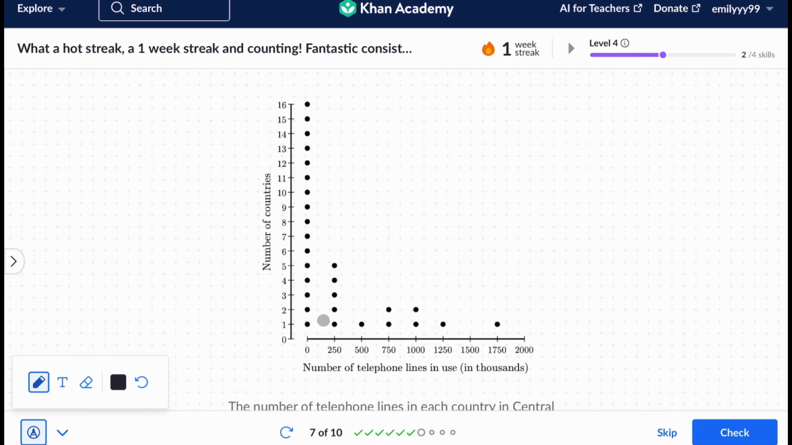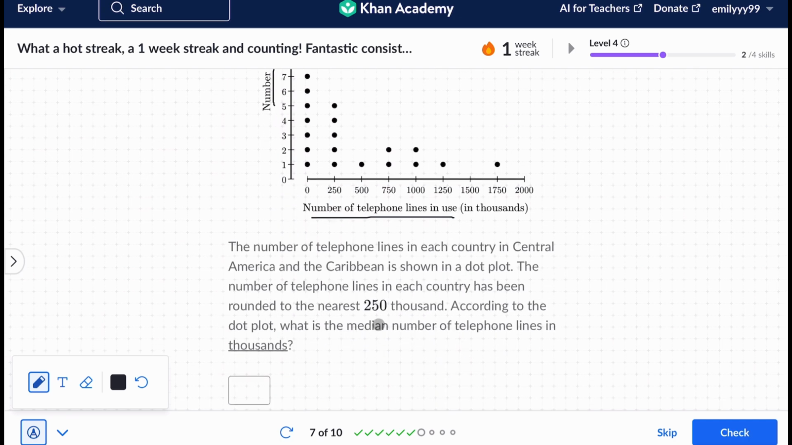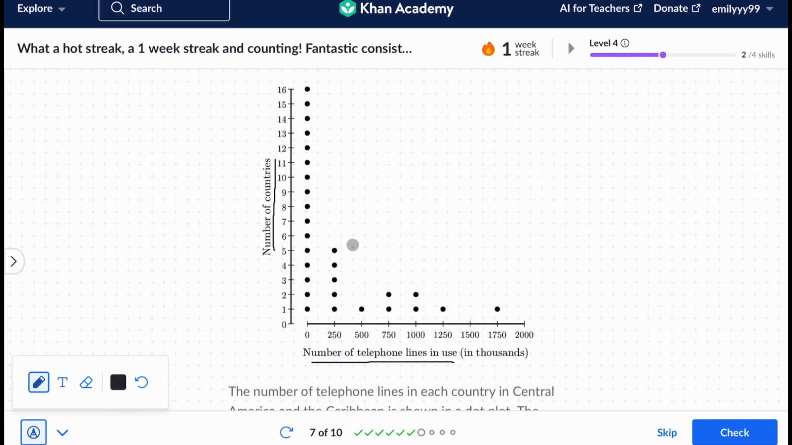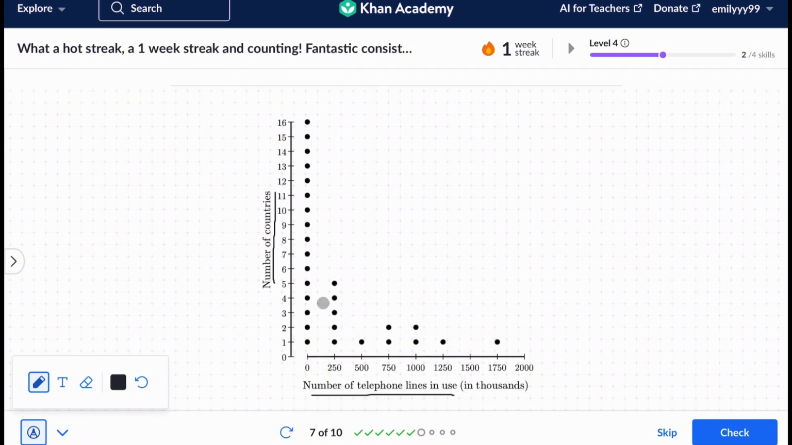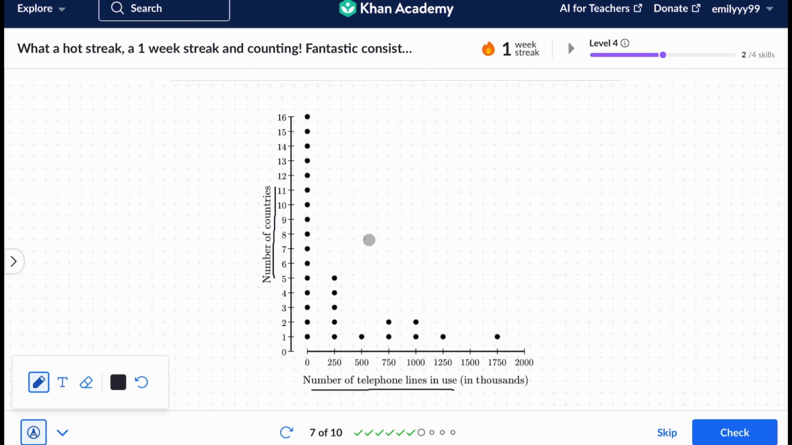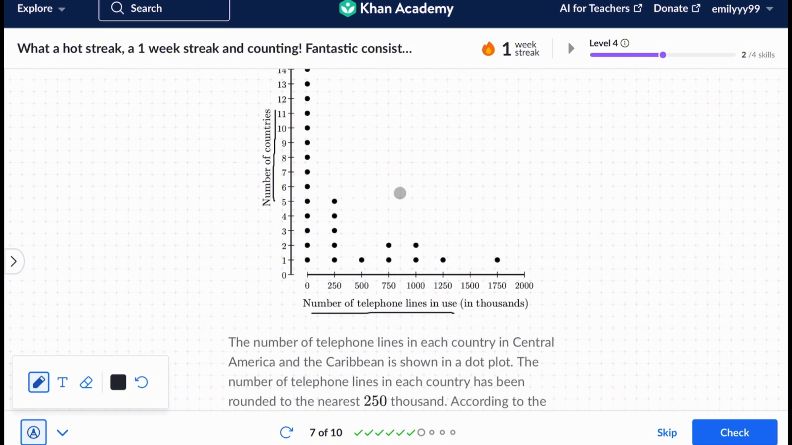Looking at the dot plot, we see that we have 2 data sets: the number of countries and the number of telephone lines. But if we look back to the question, it says the median number of telephone lines. So we're going to be looking at the x-axis, not the y. There's 16 zeros, 5, 250, so that's 21 total. Then 21, 22, 23, 24, 25, 26, 27, 28. So there's 28.